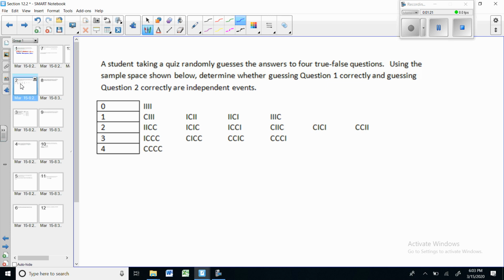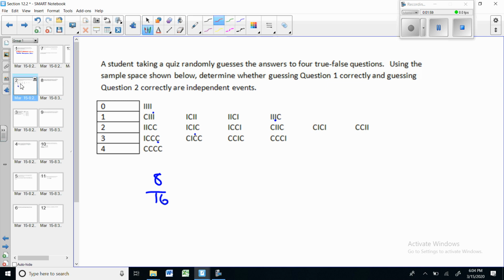A student taking a quiz randomly guesses the answers to 4 true or false questions. Using the sample space below, determine whether guessing 1 correctly and guessing 2 correctly are independent events. As we take a look at this problem, you take a look at question 1, and then question 2. So the first question, the probability of getting your first question correct. There are 16 different possibilities up here on the board. How many of them give you the first number correct? 1, 2, 3, 4, 5, 6, 7, 8. So our probability of getting question 1 correct is 8 out of 16.